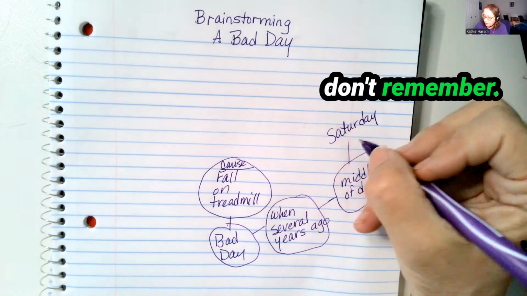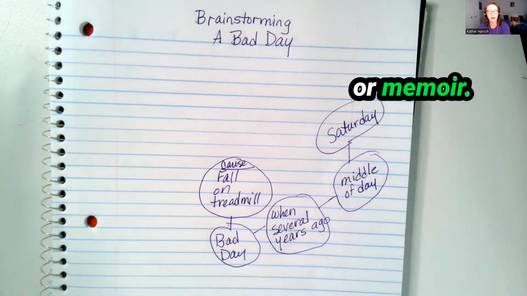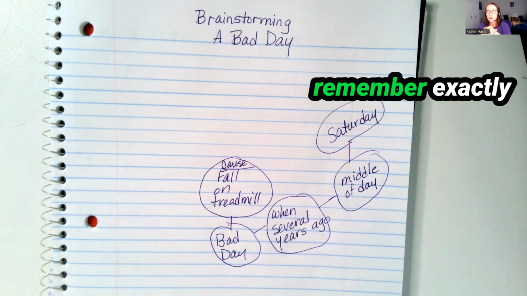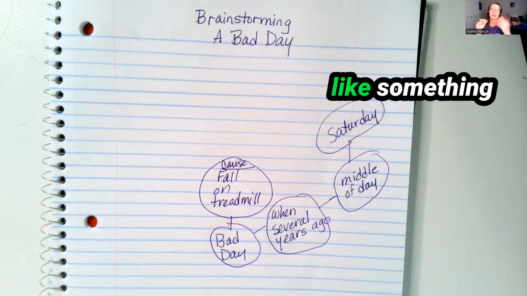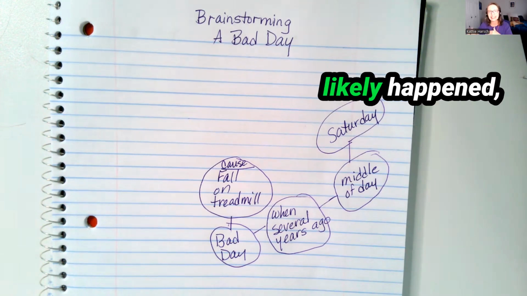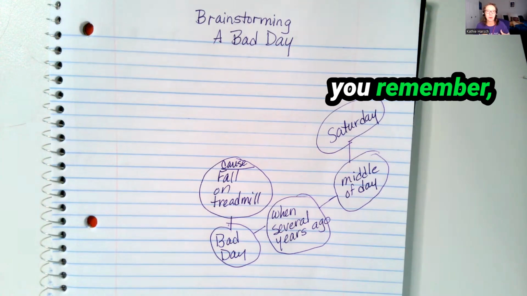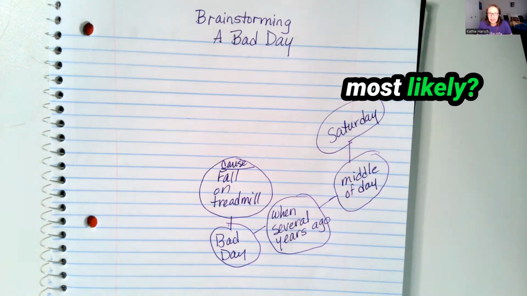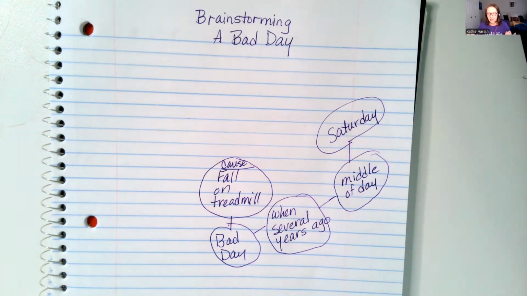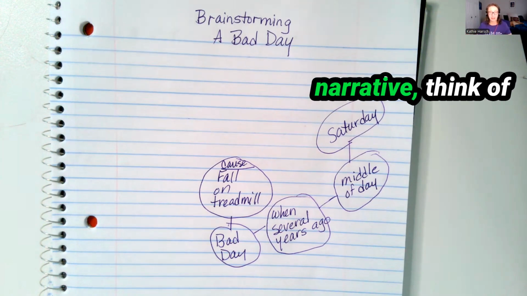I don't remember. That's another thing about writing personal narrative or memoir. If you can't remember exactly something like something somebody said or something you did, what most likely happened? What is most likely from the details that you remember? When was it most likely? So it's okay if you're not 100% truthful on a personal narrative.